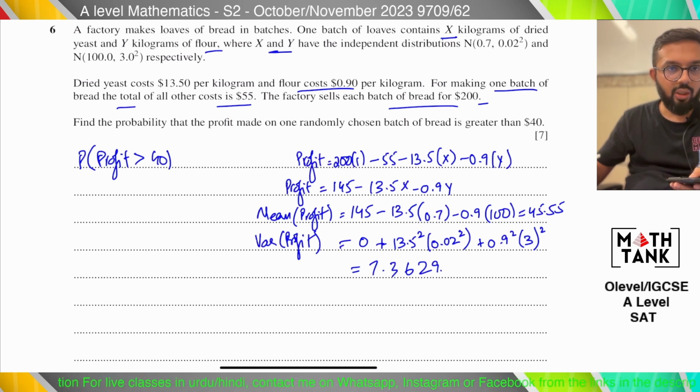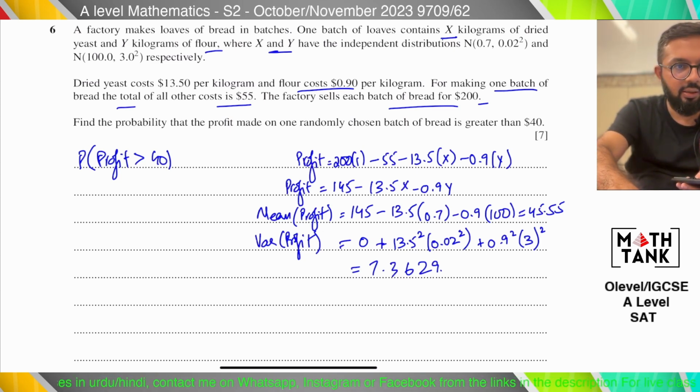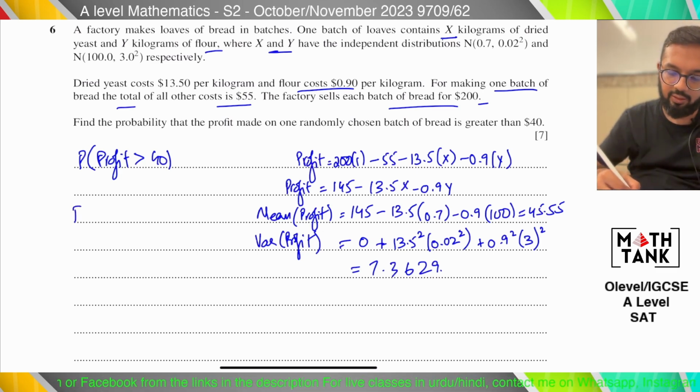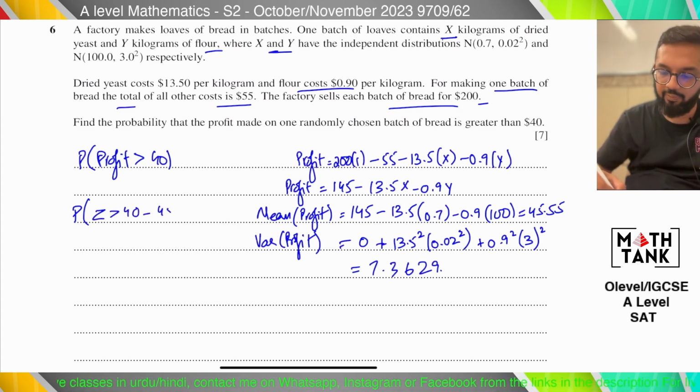I just want to check if my profit is greater than 40. So the probability of z greater than 40 minus 45.55 divided by the root of 7.3629.